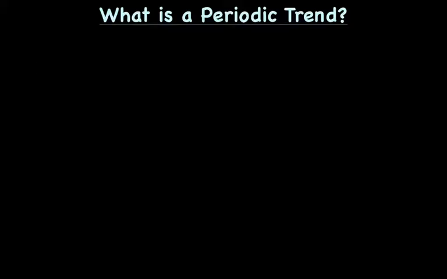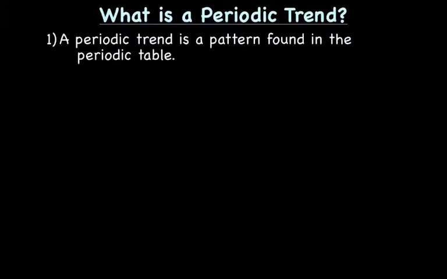So let's start with a definition of a periodic trend. So what is a periodic trend? A periodic trend is a pattern. A trend in general is a pattern. And a periodic trend is a pattern found on the periodic table.